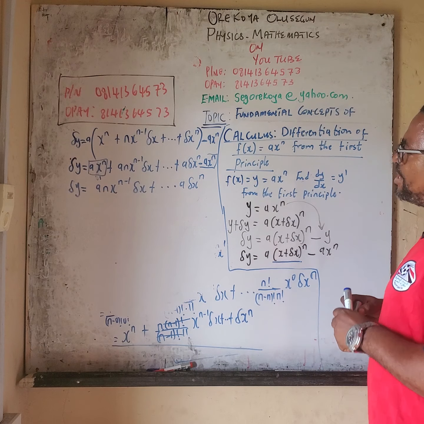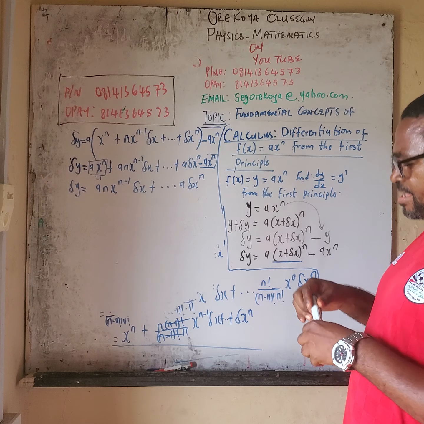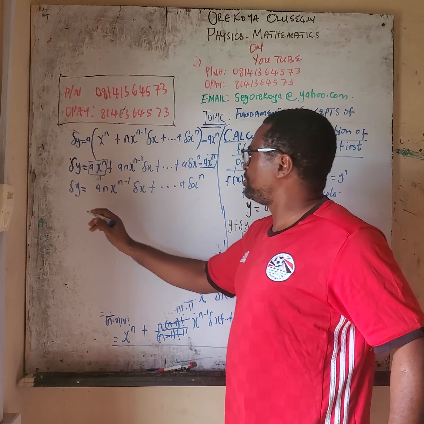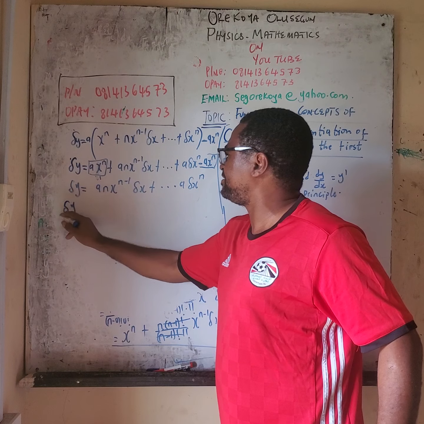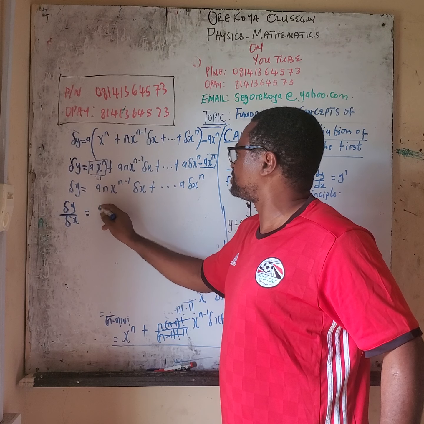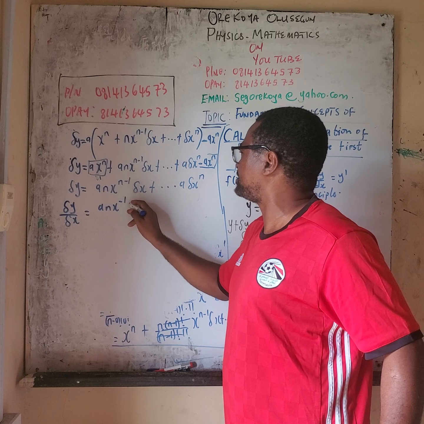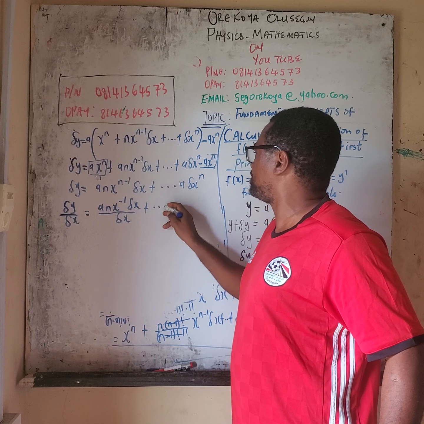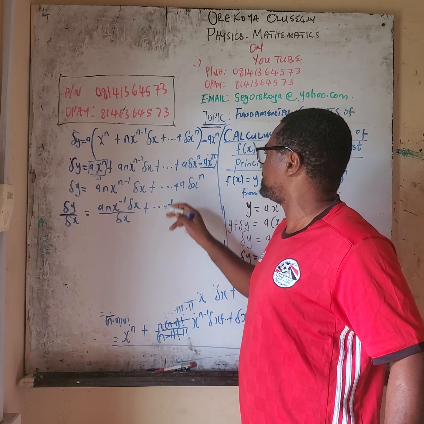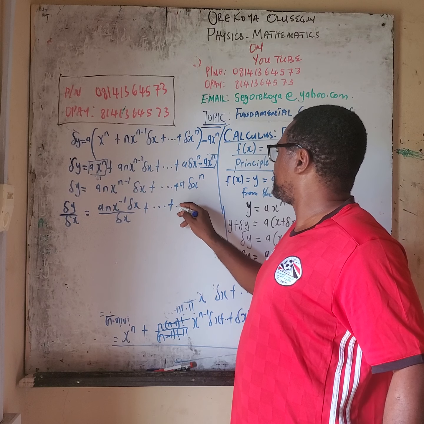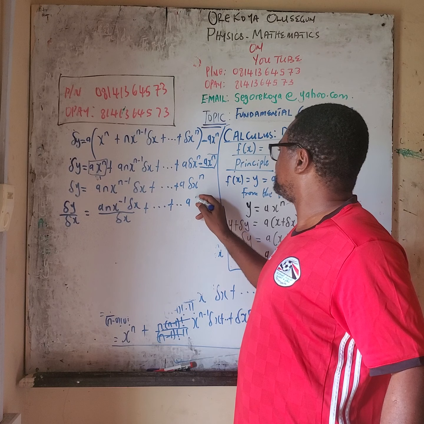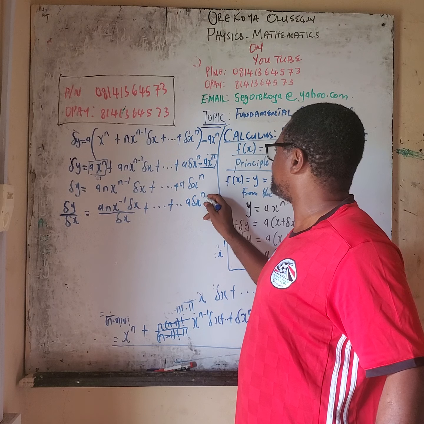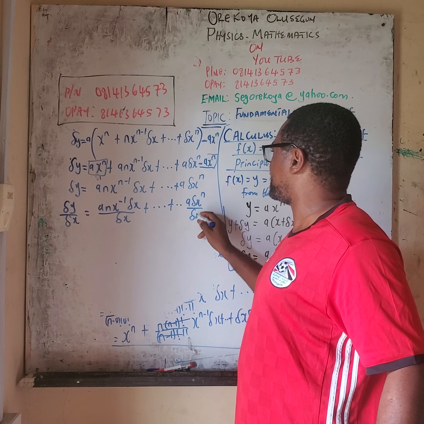So what I'm going to do now is to divide both sides by delta x. So I'm going to have delta y divided by delta x is equal to an x raised to power n minus 1 delta x divided by delta x plus dot dot dot plus a delta x raised to power n divided by delta x.